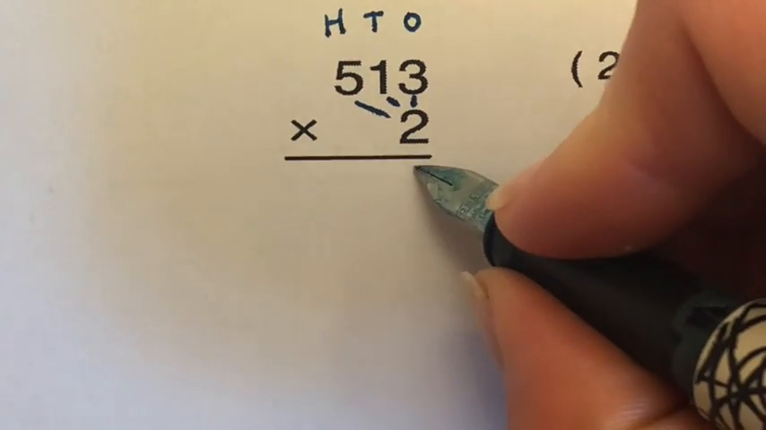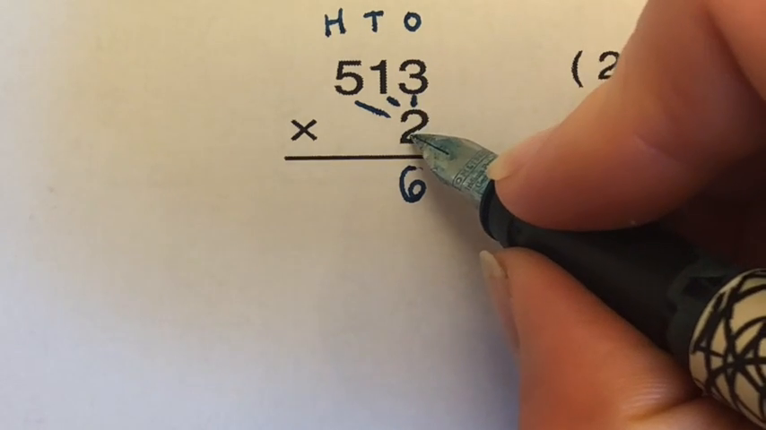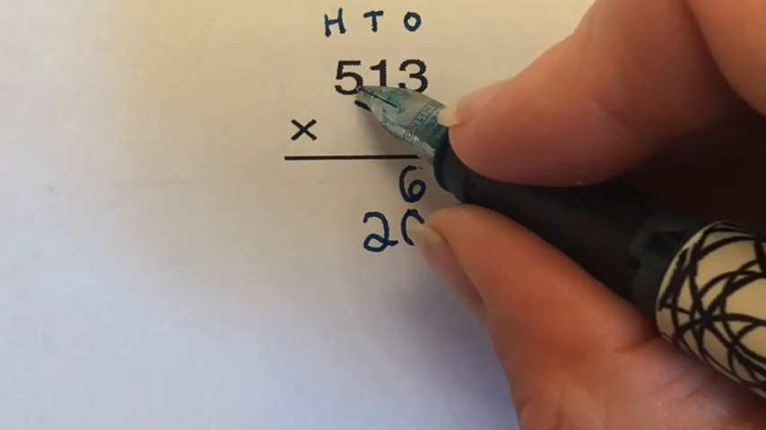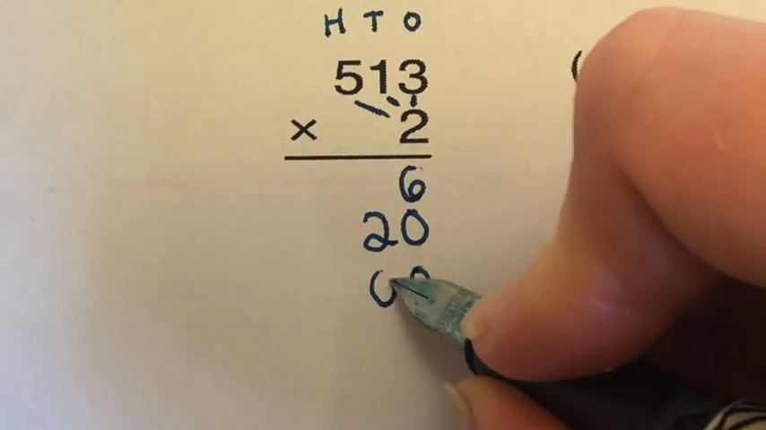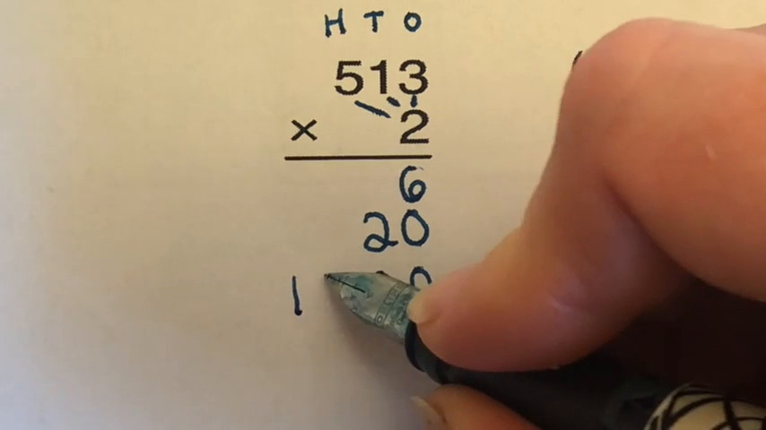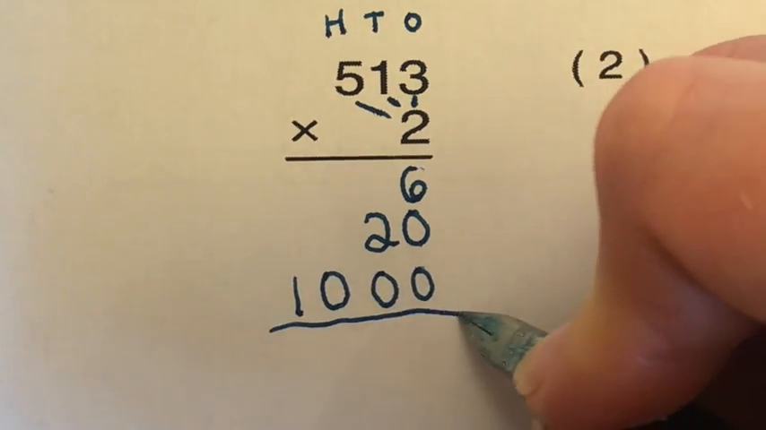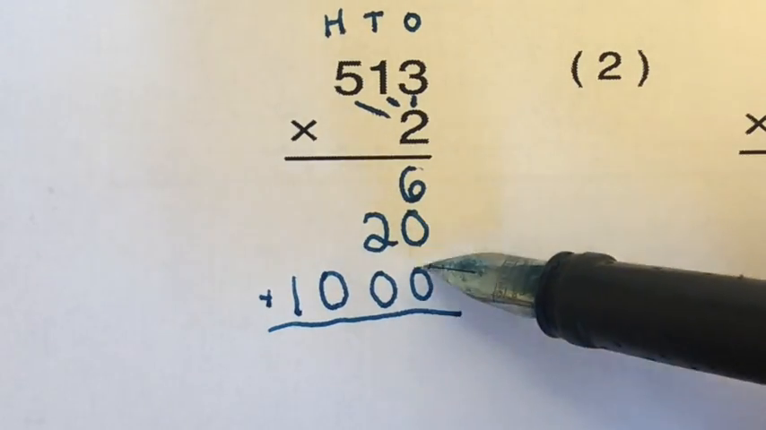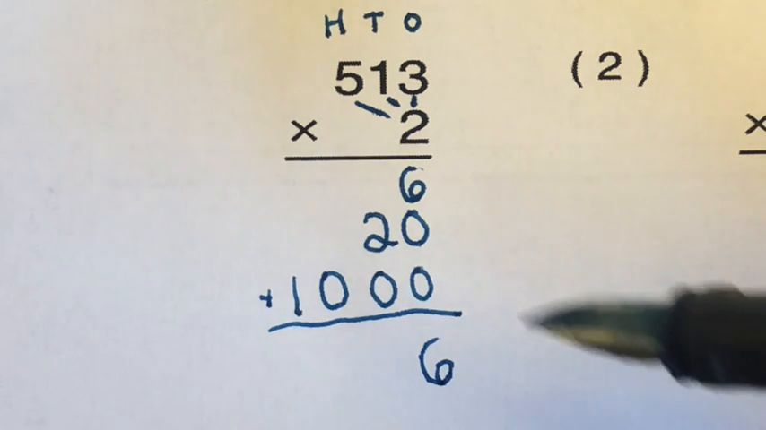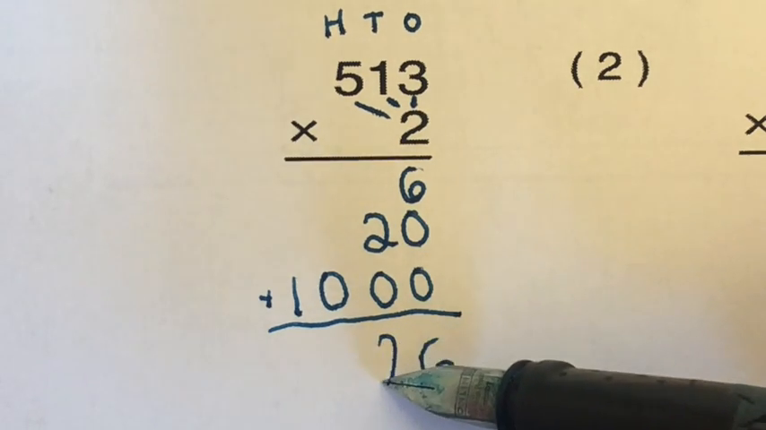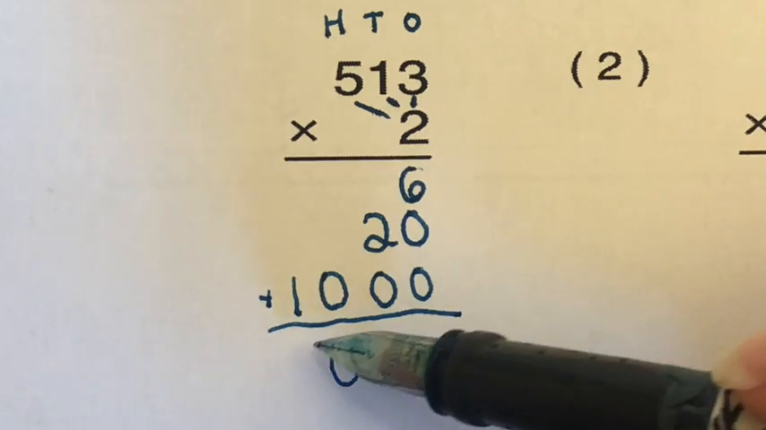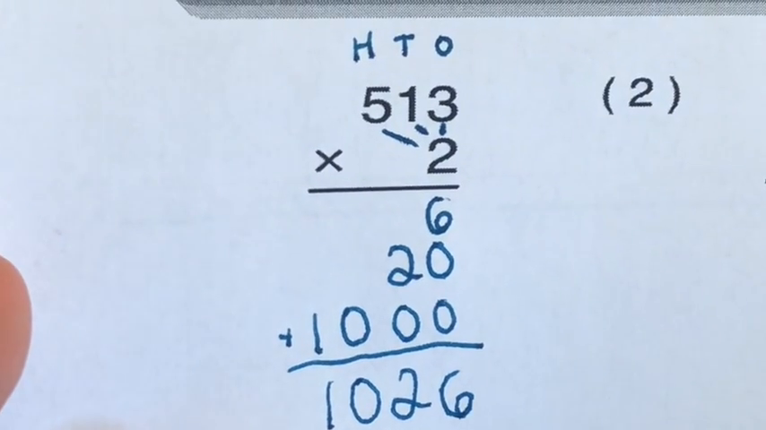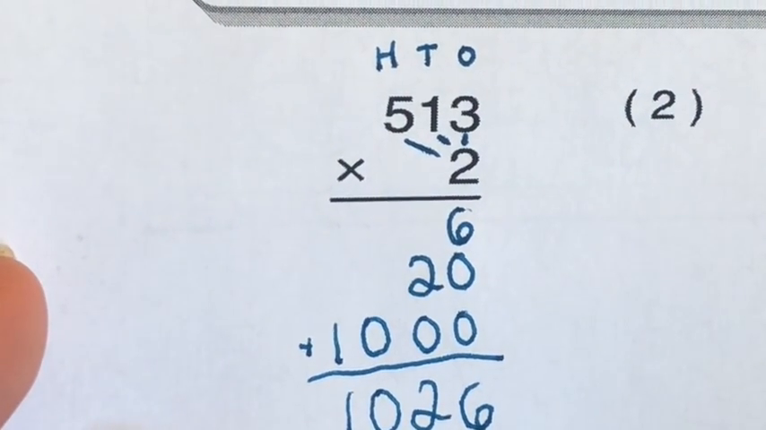So 2 times 3 is 6. 2 times 10 is 20. 2 times 500, we'll just put your hundreds. 2 times 5 is 10, and then write a 10, 1,000. Now you could have just added, but this is the way that I chose to solve it. So 6, and my tens, I only have 2 tens. I have 0 hundreds, and I have 1,000. So it's 1,026.